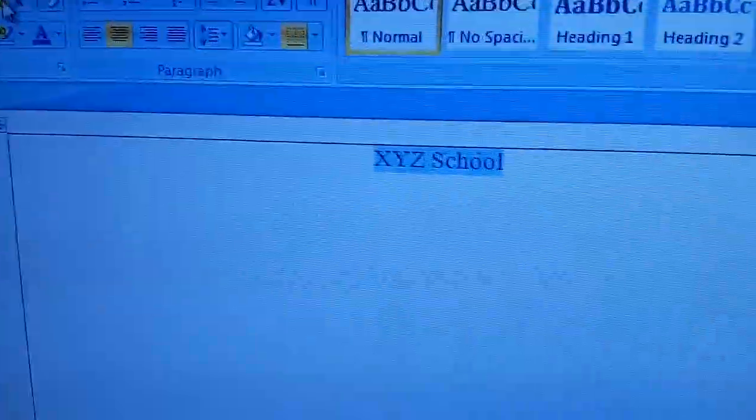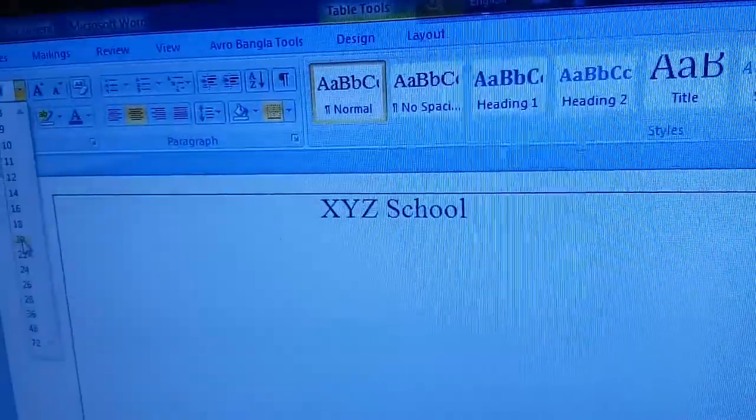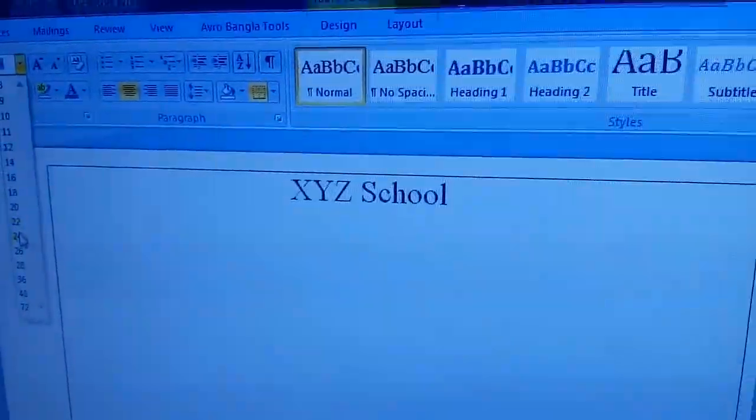Now, you have to write just at the top and in the middle XYZ school. That is the name of the school. And this should be in a bigger font. It must be kept in the middle and it should be written in a bigger font, something like that.